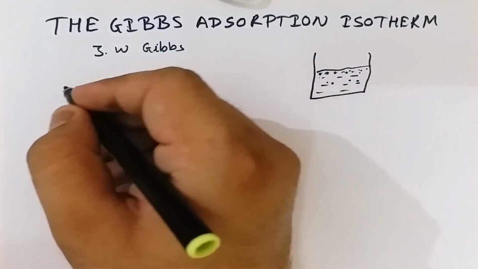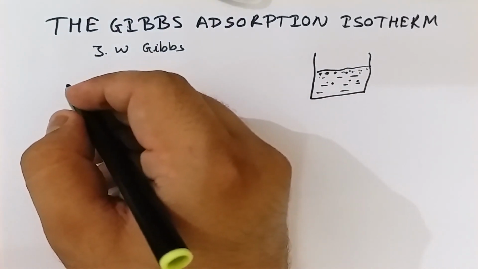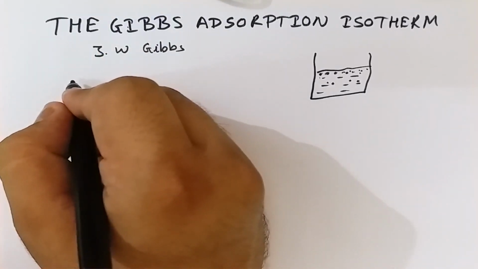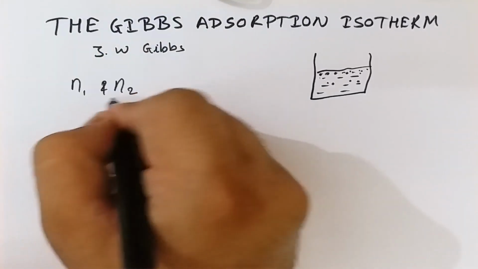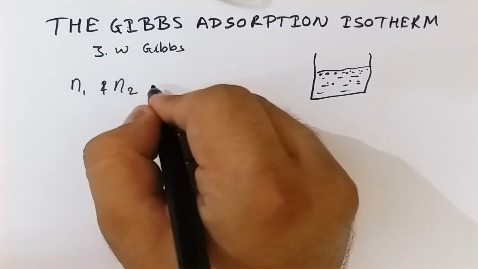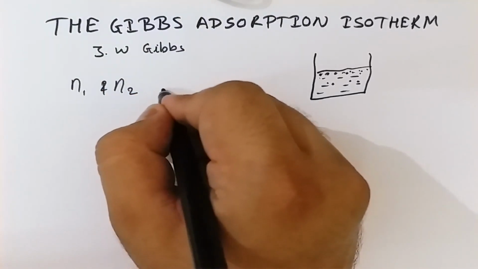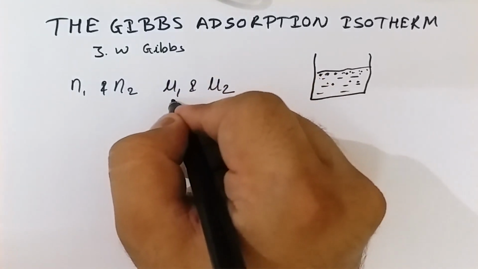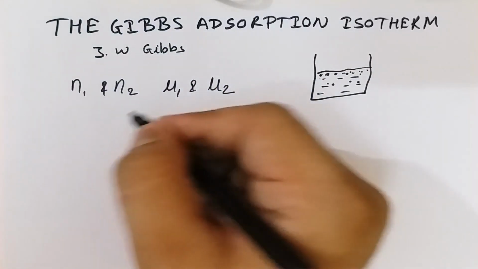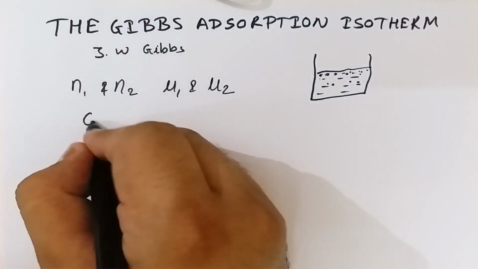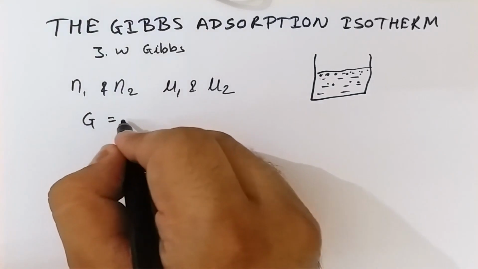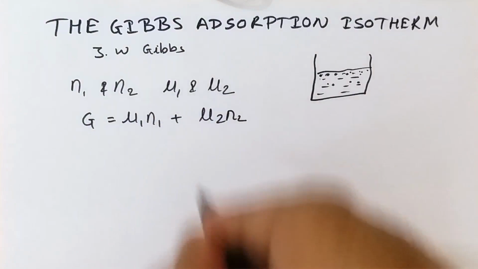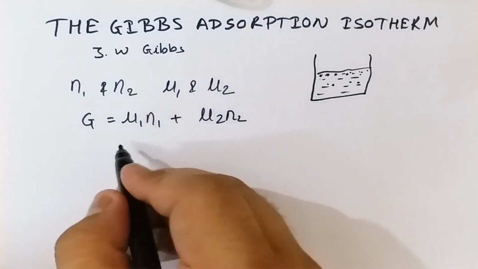Now, in order to start the derivation, we will consider a system consisting of two components. Suppose the system is made up of n1 and n2, the numbers of moles of the two components, and mu1 and mu2 are the chemical potentials of those components respectively. So the Gibbs free energy, G, as we know, is given by mu1 n1 plus mu2 n2. This gives us the free energy.